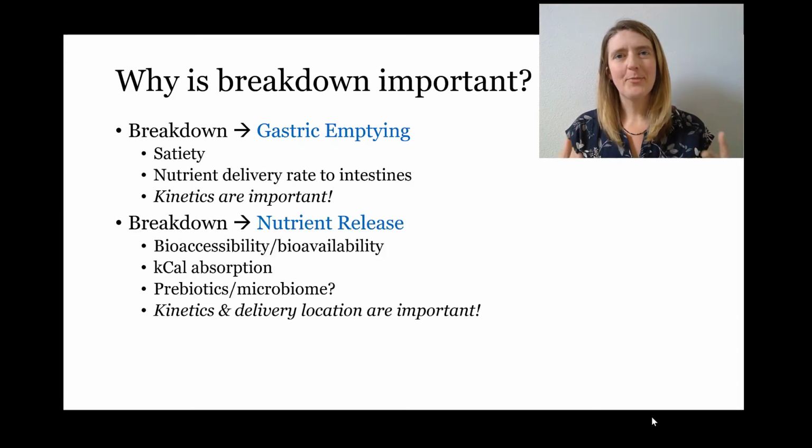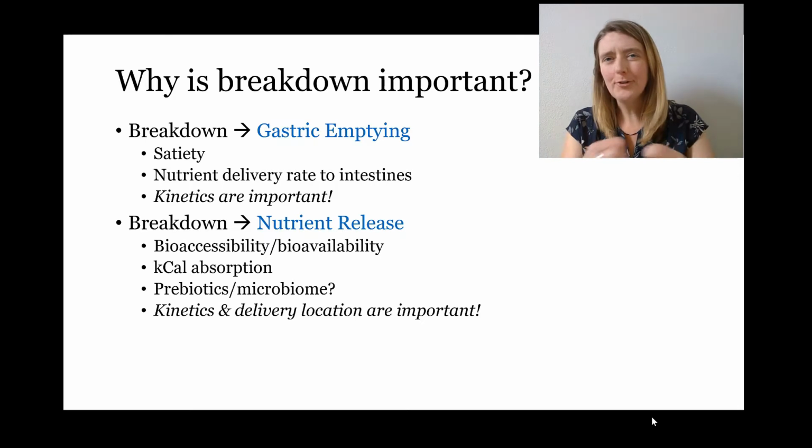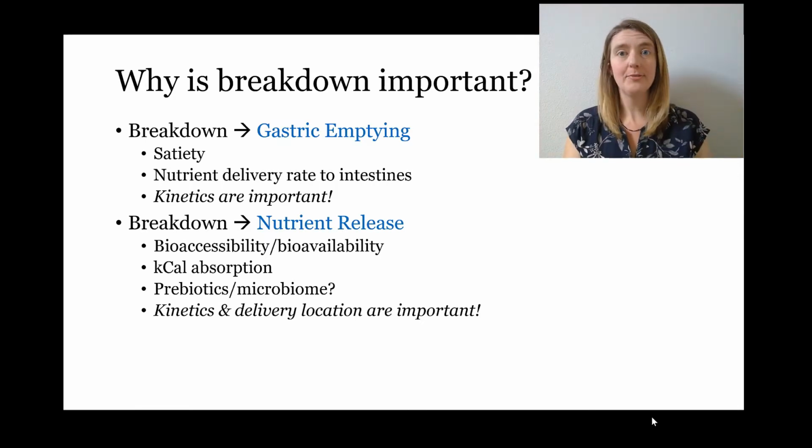So when we think about the breakdown, we also want to link that with our nutrient release. So the bioaccessibility and bioavailability of nutrients are linked with how fast they're delivered to the small intestine and the state at which the matrix arrives there, if it's a larger particle or if it's totally dissolved, broken down already. The kilocalorie absorption has also been shown in foods that have very rigid matrix structure and have nutrients encapsulated inside of cells like almonds to be linked with that amount of breakdown during the first phases of digestion.